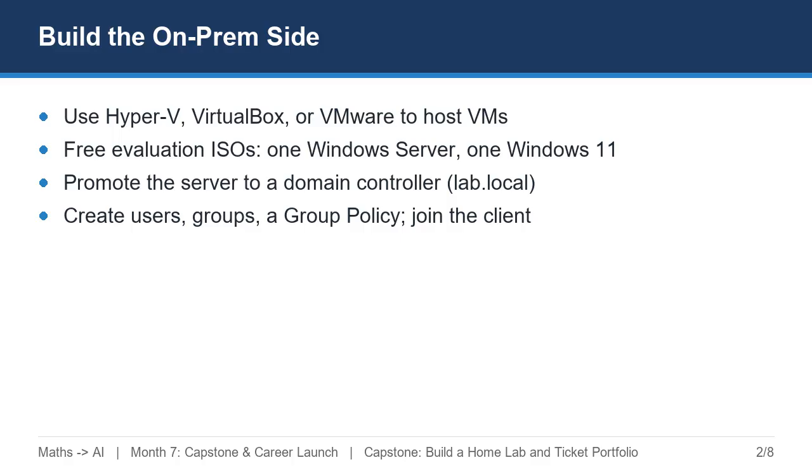Start on premises. Install a free hypervisor like Hyper-V or VirtualBox, then download the free, time-limited evaluation ISOs from the Microsoft Evaluation Center, one Windows Server and one Windows 11. Build the server, add the Active Directory Domain Services role, and promote it to a domain controller. Now create organizational units, users, and groups, write a group policy object, and join the Windows client to the domain. That one exercise touches DNS, authentication, and group policy, the backbone of countless Tier 2 tickets.